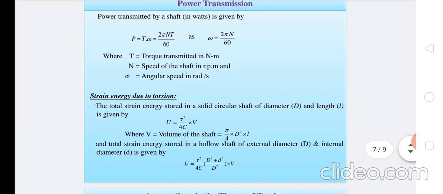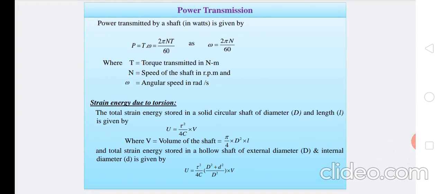As the shaft is used for power transmission, the power transmitted by a shaft is given by P equals T into omega, where omega equals 2 pi N by 60. That is, P equals 2 pi N T upon 60, where T equals torque transmitted in Newton meter, that is joule, N equals speed of the shaft in RPM, and omega equals angular speed in radian per second.